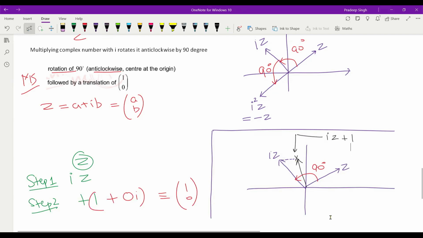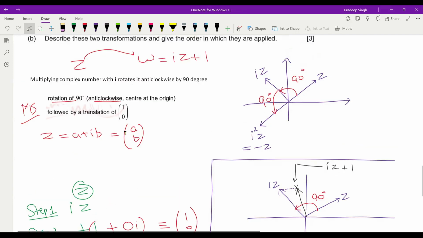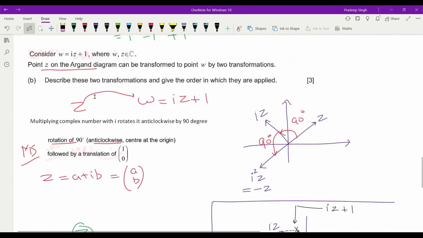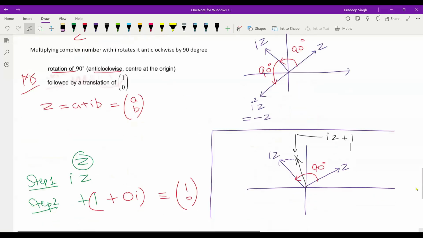All of this diagram which I have made is just for your understanding. The question was to describe the two transformations. So we write rotation of 90 degrees, followed by translation. That's it. That will be the answer, and you will get 3 marks for that. No need to draw the diagram.